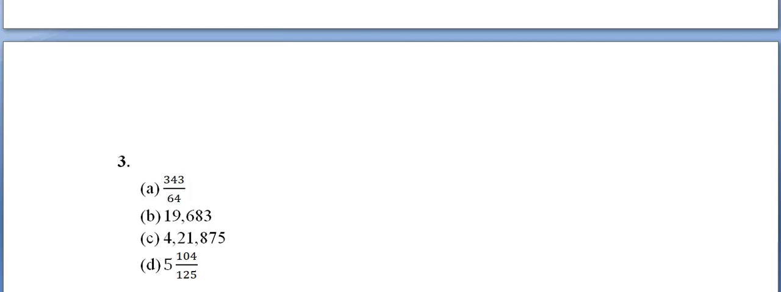Hello, dear children. Now, we are still in exercise 5.3. So, this is your question number 3. Find the cube roots of the following numbers. So, cube roots, how to find it? Same process. We have to find it through prime factorization.